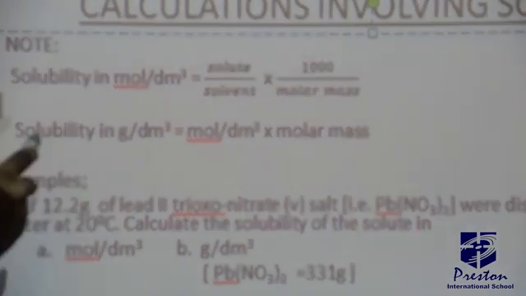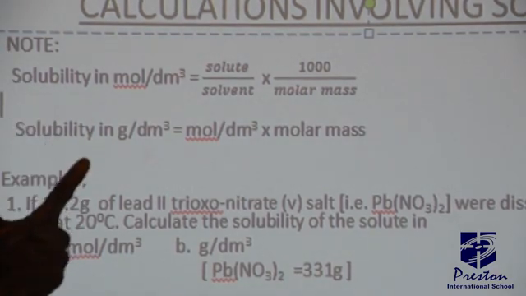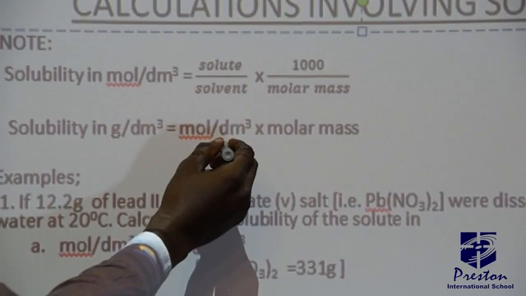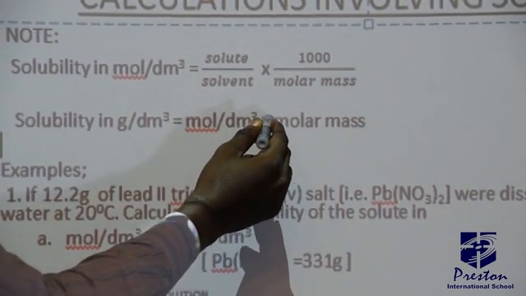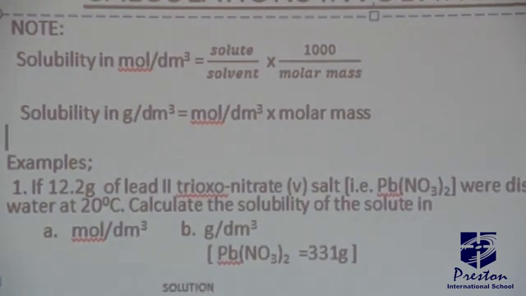Then let's look at the solubility in grams per dm cube. If you're asked to find the solubility in grams per dm cube, this is the formula you use: solubility in mole per dm cube multiplied by the molar mass of that salt in question. Let us come to the question precisely.